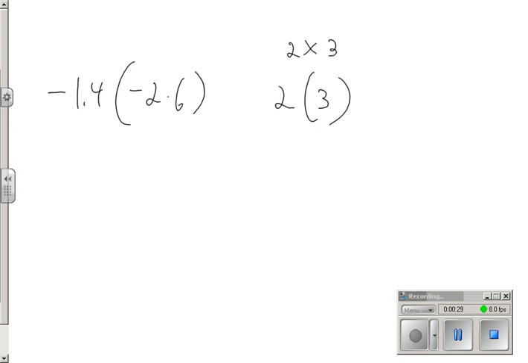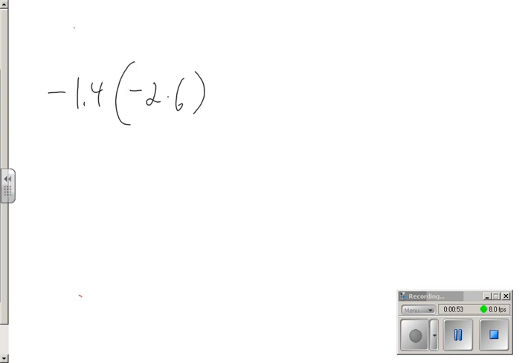Why do we show it like that? Why don't we just continue using the multiplication symbol like we have been for the last 8 years? Well, it's because as we get more and more deeper into algebra, we start using the x in algebra, and the x and the multiplication symbol look an awful lot alike. So we stop using it, and we replace it instead with brackets. So this says negative 1.4 multiplied by negative 2.6.